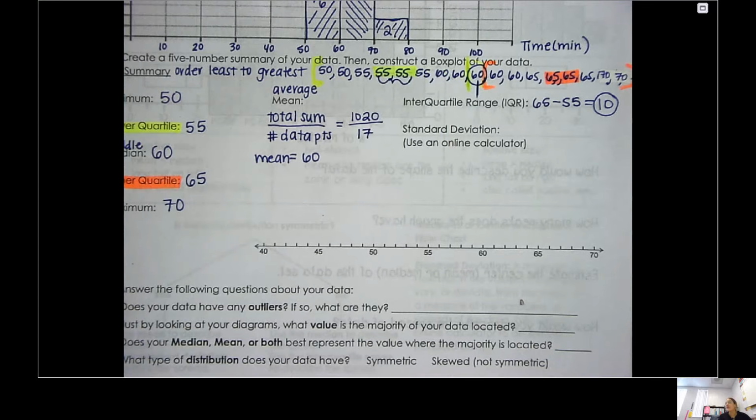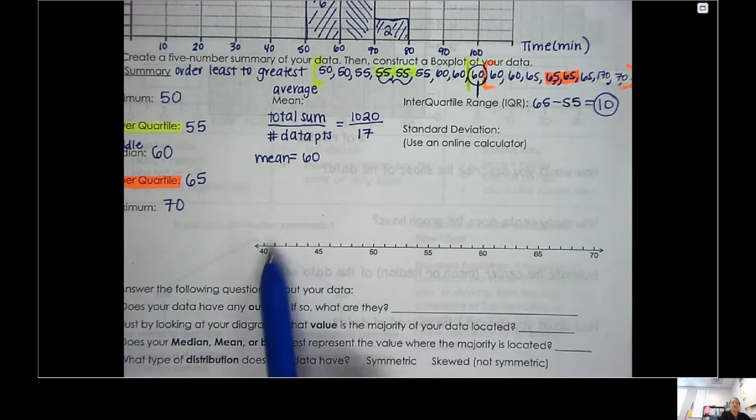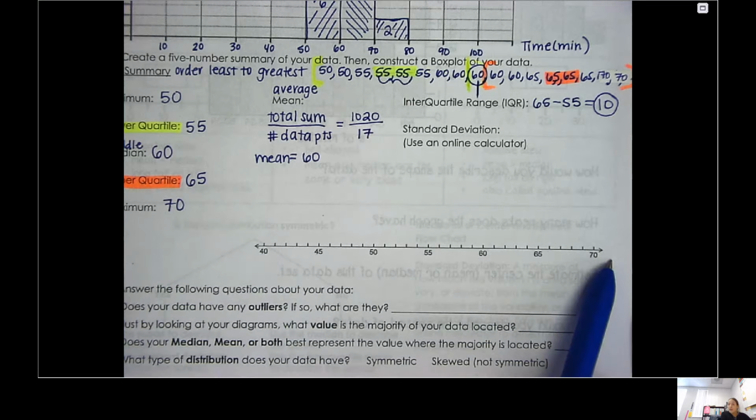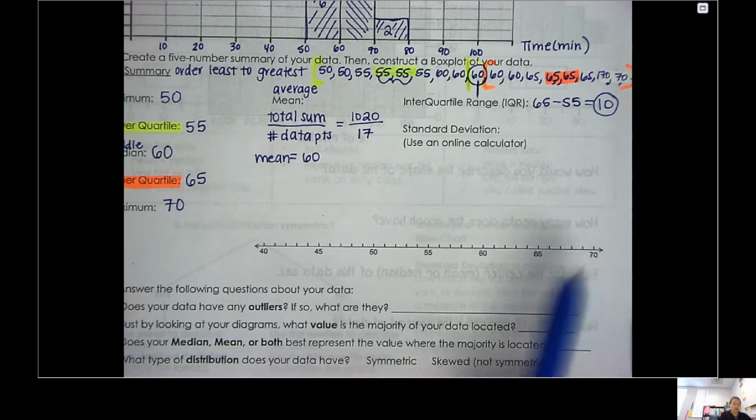I hope so. Yes, I have. Okay, good. What is on the x-axis right here? Time in minutes. Good.